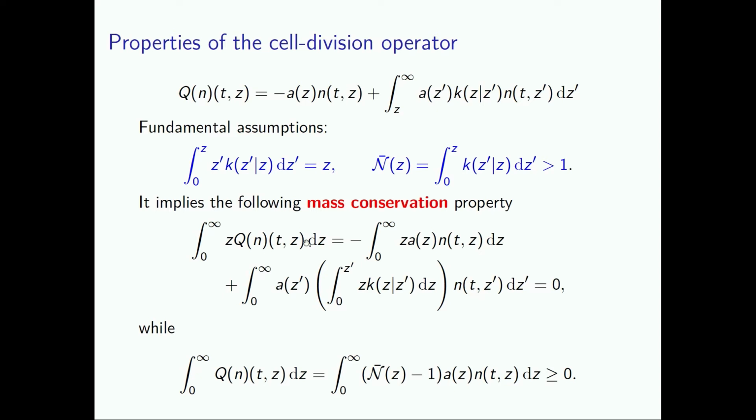But it creates more cells. If you just cut all the cells into 2, you will have twice the number of cells at the beginning. So you denote n of z this integral. And if you just integrate Q, you obtain something which is non-negative, because you are increasing by division the number of cells. So the division mechanism keeps the same mass but increases the number of cells.